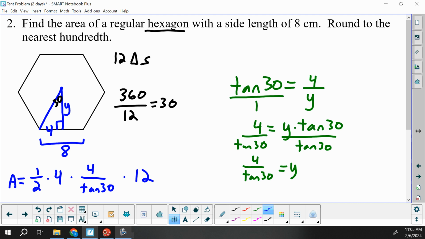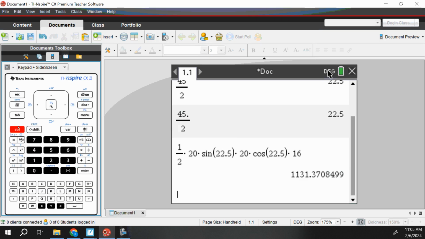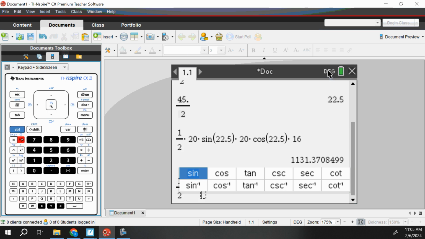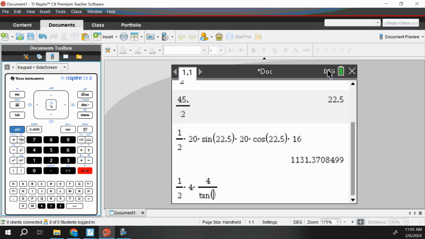So if we go over to the calculator, we'll do control divide. We'll have 1/2 times the base of 4, times, we'll do a fraction control divide, 4 over tan of 30. Hit the right arrow a couple times to get out of the fraction. And then times the 12 triangles.